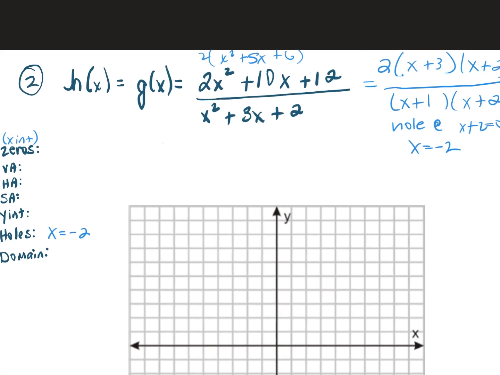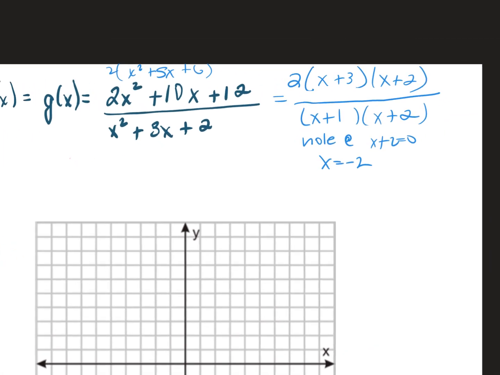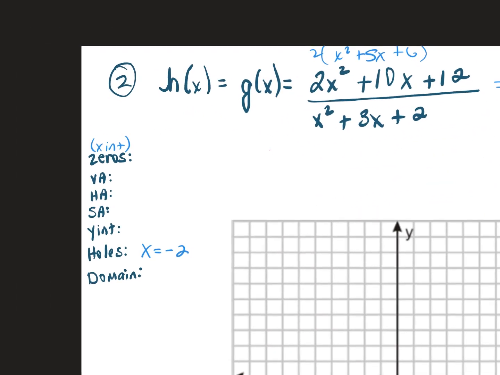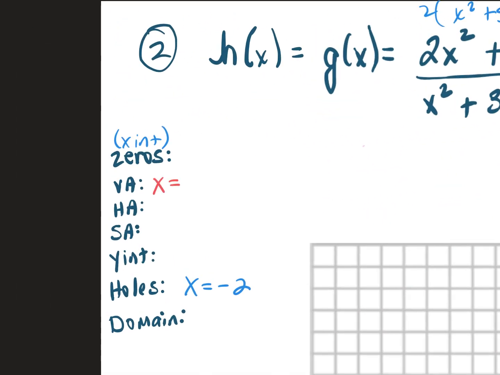So let's talk about how we would find our vertical asymptotes. What would you guys do? You set the denominator equal to 0. So we've already factored it, so you have x plus 1 equals 0, and you have x plus 2 equals 0. So you have here, x is negative 1, and here you get x is negative 2. But you already know that you can't use negative 2 as an asymptote because it's a hole, so cross that one out. That doesn't count as an asymptote. It's a hole in the graph. So your vertical asymptote is at x equals what? Negative 1, okay?